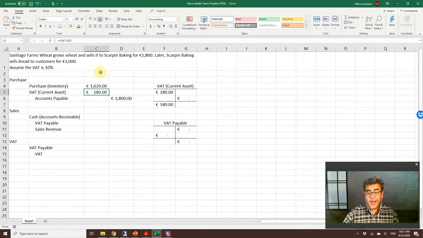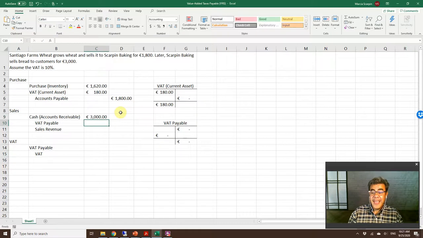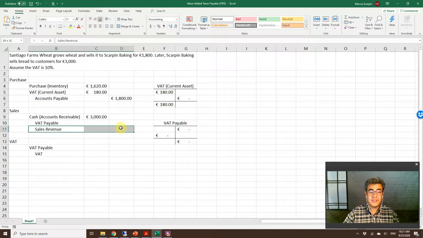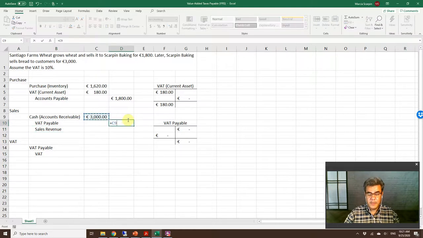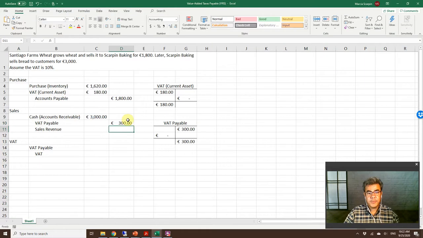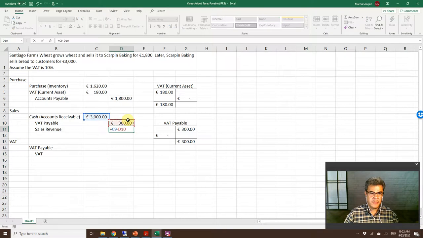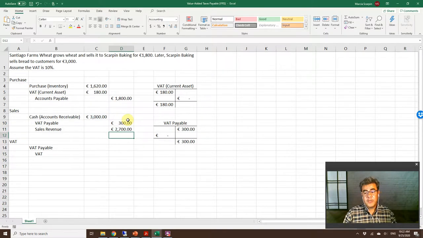And let's go to our sales. We sell it to customers. Cash or accounts receivable, 3,000 euros. And here, the same. We balance this journal entry based on sales. So we use sales revenue to balance these journal entries. So we need to pay 10% of taxes. So VAT payable, 3,000 times 10%, 300 euros, and sales revenue is the net number, 2,700 euros.